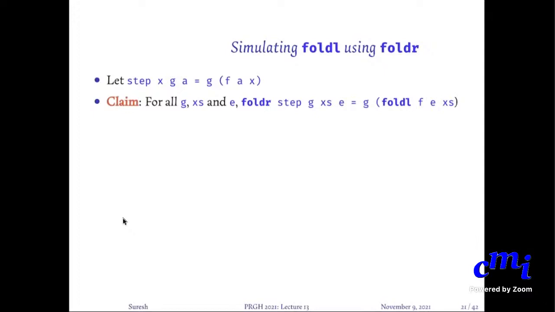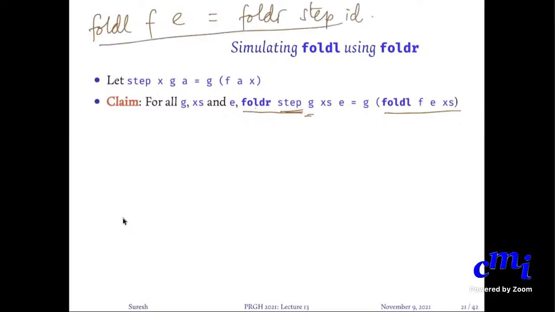Yes, instead of talking about foldl f e x, e being the initial value, x being the list, and f being the function that is applied, you can simulate it using foldr of step. Step is the function that you want to apply and g is the initial value. G itself is function valued. So finally you will say that foldl of f e is nothing but foldr of step id. That is where you will end.